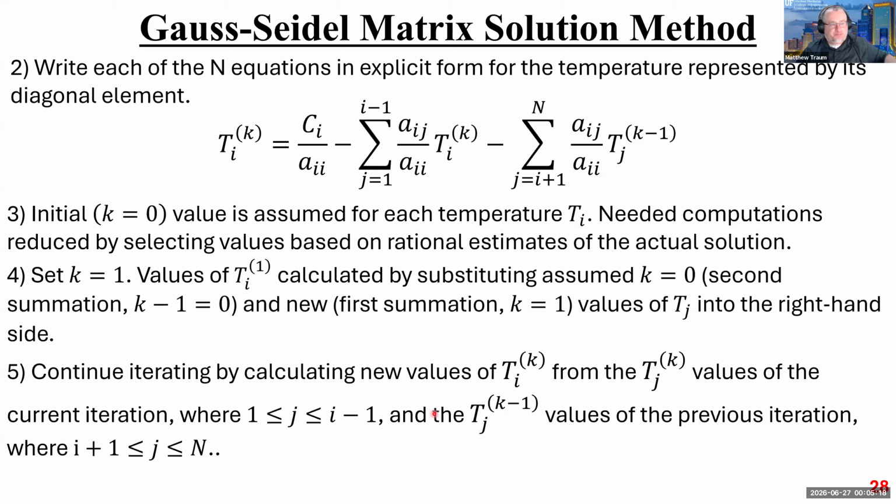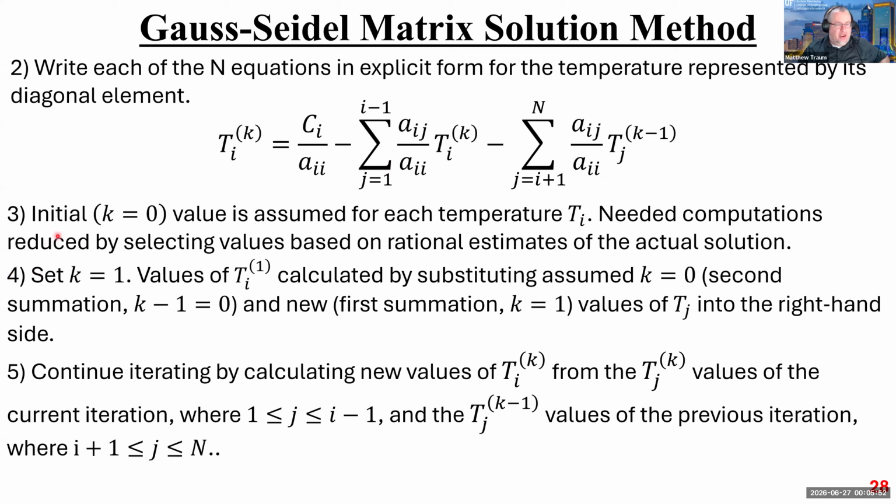Okay, step two is we want to write each of the n equations in explicit form for the temperature represented by its diagonal element, right? So that's, and I'll give you guys an example, right? Because this is kind of mathematical gobbledygook, mathematical gibberish. So I'll explain what this means with an example, but we're basically writing an expression for each individual temperature in terms of all these different parameters. You'll see when we do the example.